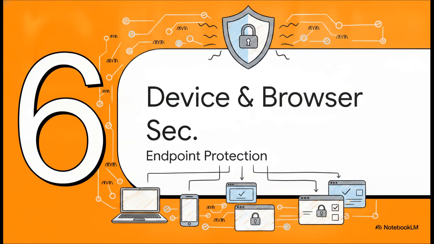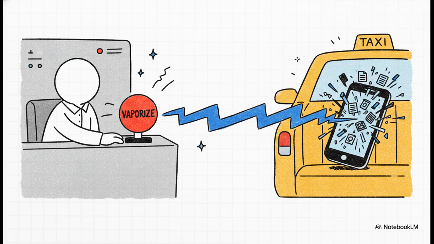Last but not least, Section 6, Device and Browser Hardening. For mobile endpoints, Mobile Device Management, or MDM, is the ultimate administrative control for corporate-owned devices. An MDM console allows IT to push security policies over the air, prevent users from sideloading unapproved third-party apps, and, most importantly, it can execute a remote wipe. So if an employee accidentally leaves their smartphone in the back of a taxi, the IT admin can remotely vaporize all that corporate data before it falls into the wrong hands. It's a real game changer.